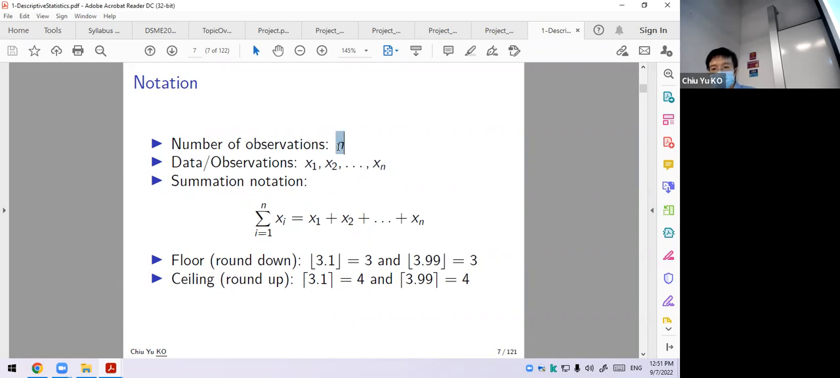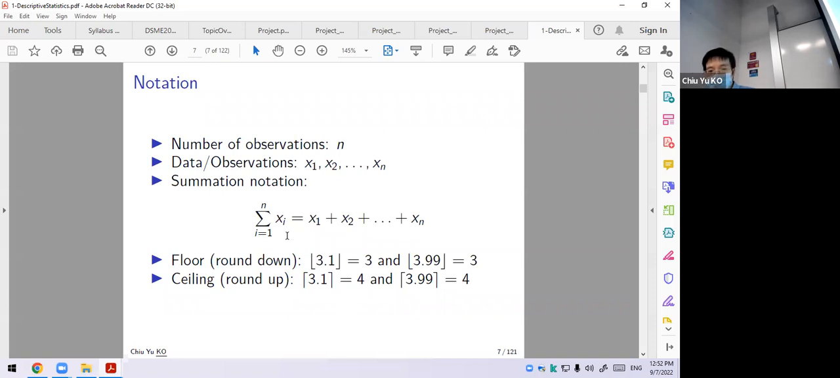A small letter n refers to the number of observations. And each observation will be denoted by x1, x2, and up to xn. So x is the observation number. Just say algebra there. X is just a number. And we have the summation notation. This is what we call the sum from 1 up to n, which means that we are adding up n terms.